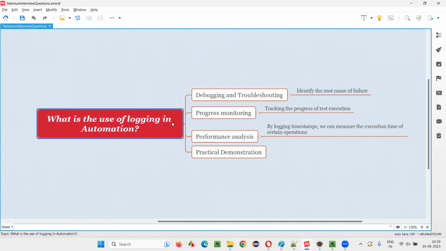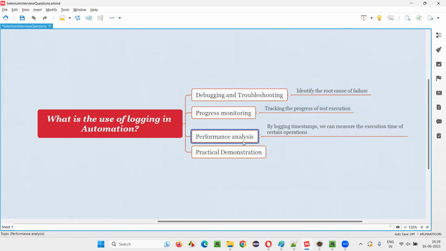So progress monitoring is already there. I told you the main reason for logging is progress monitoring, and you don't have to be there before the machine. What happened during the execution of the scripts, you can find from the logs. Debugging and troubleshooting is an extra thing you get in addition, where if some particular script fails, you can see whether it is failing because of a defect in the application, or is there any problem in the script. By looking at the logs, you can find out the root cause of the problem.